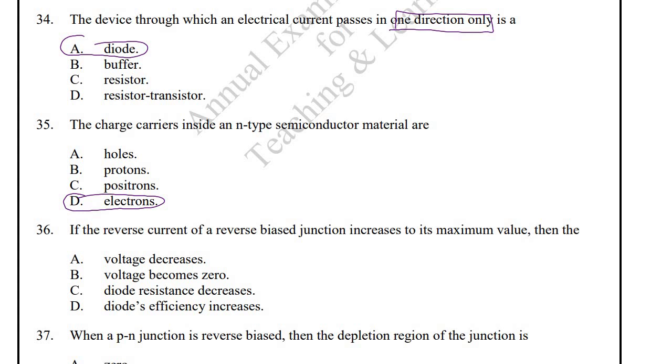Then we have question number 36. If the reverse current of the reverse bias junction increases to its maximum value, then what happens to the diode? So, the graph of our reverse bias condition was something like this: a leakage current flows, and after the leakage current flows, this is our current and this is our voltage.